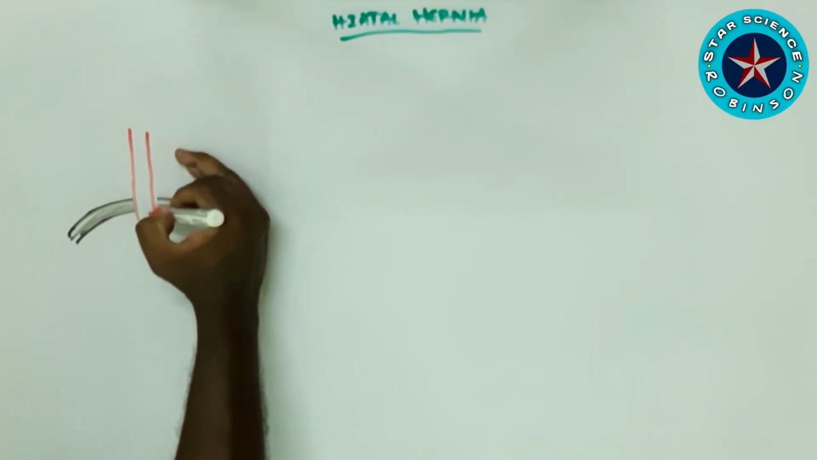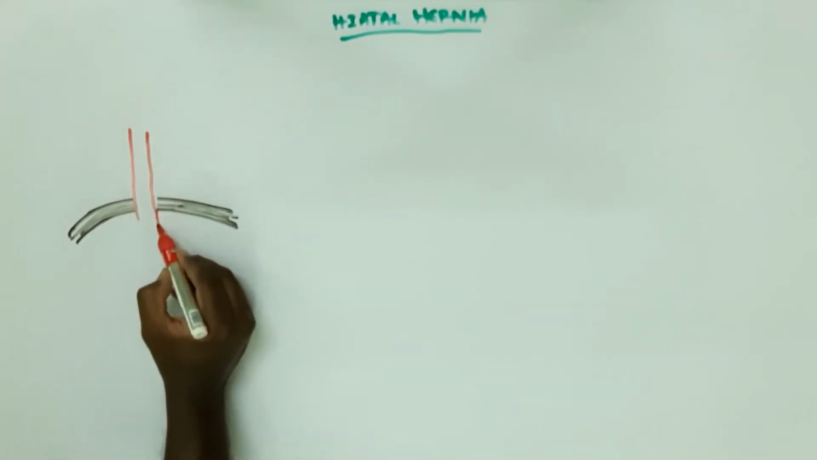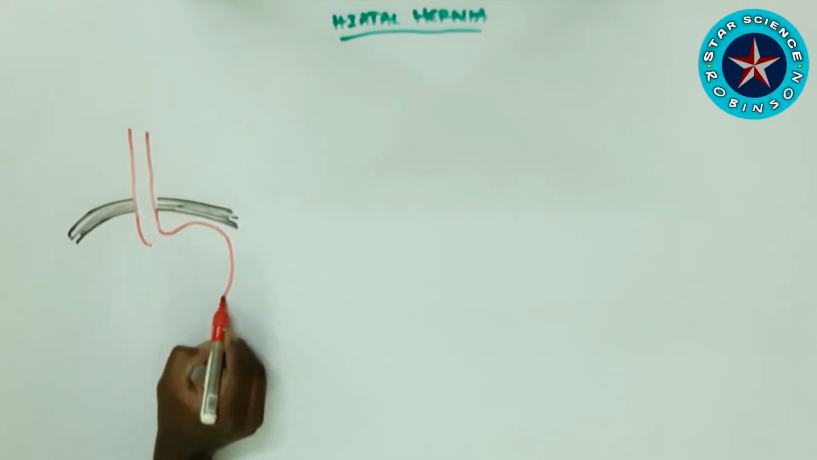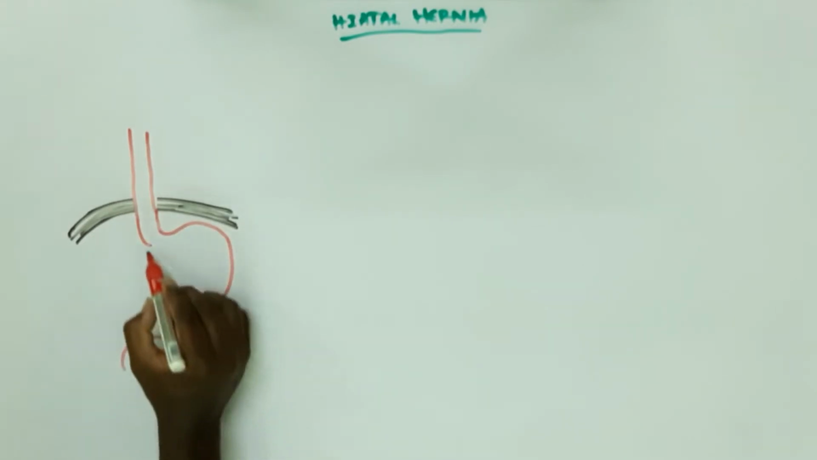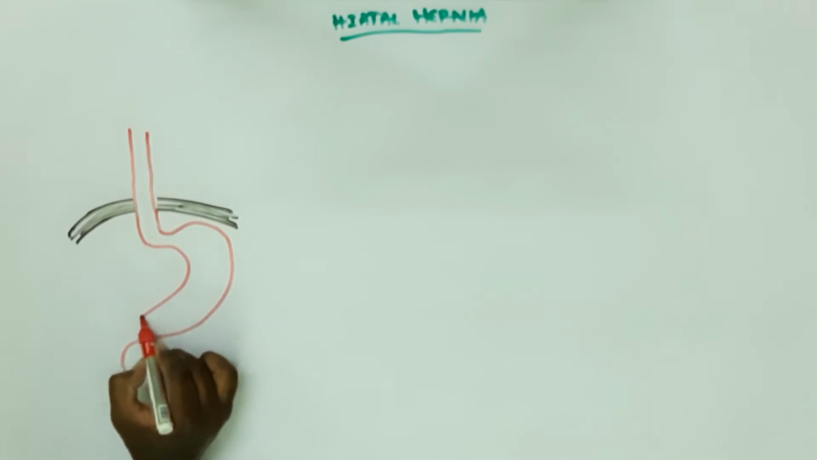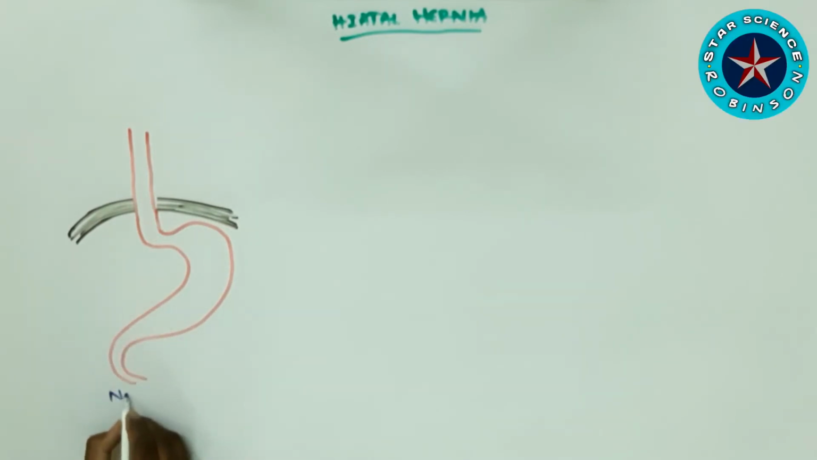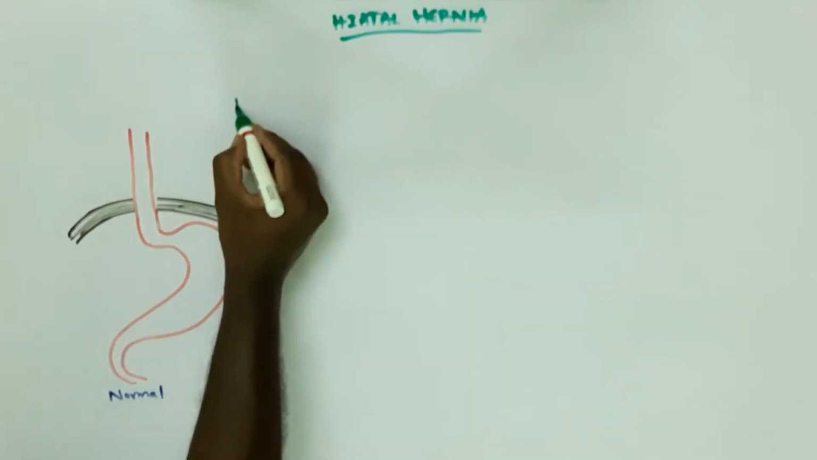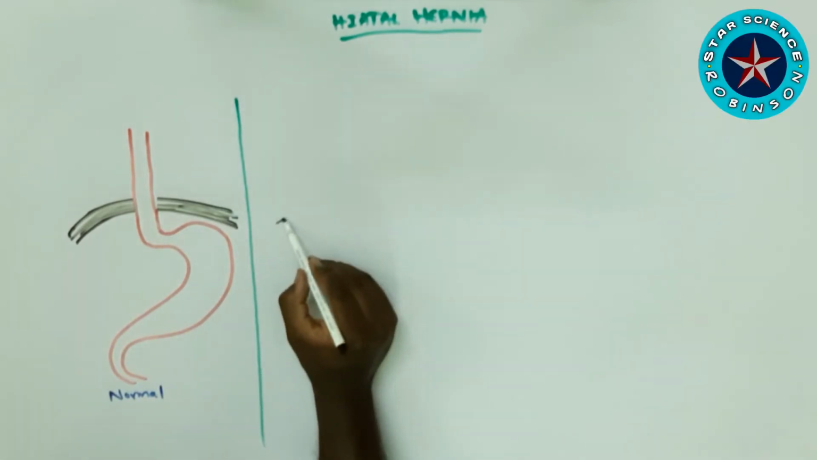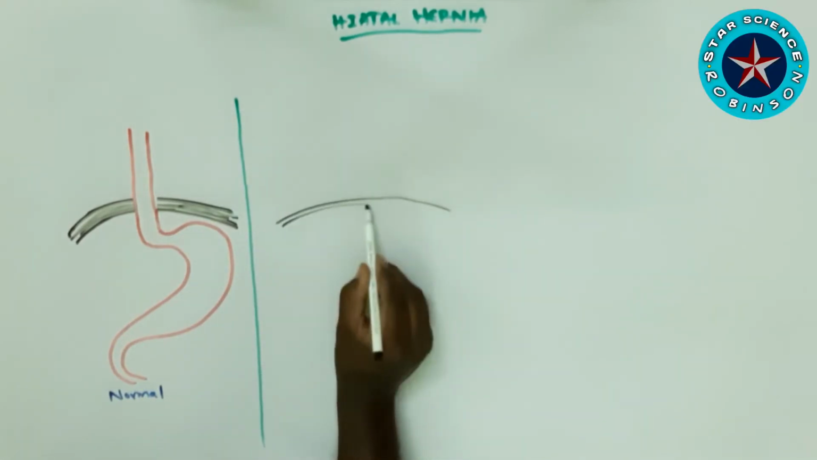So now we are going with a normal diagram of our esophagus and stomach. In between the thoracic region and the abdomen we have a partition, that is the diaphragm. The esophagus enters through the diaphragm and is attached to the stomach in the abdomen, so that is normal.